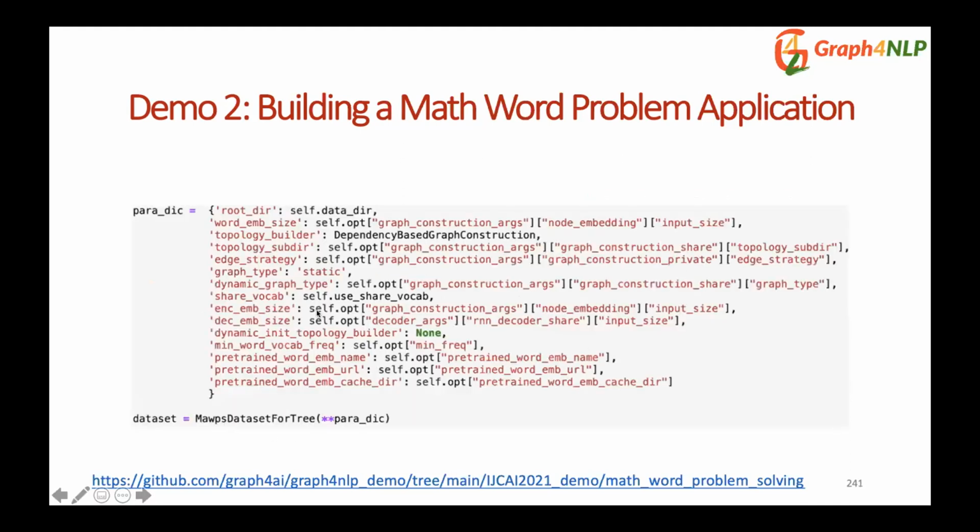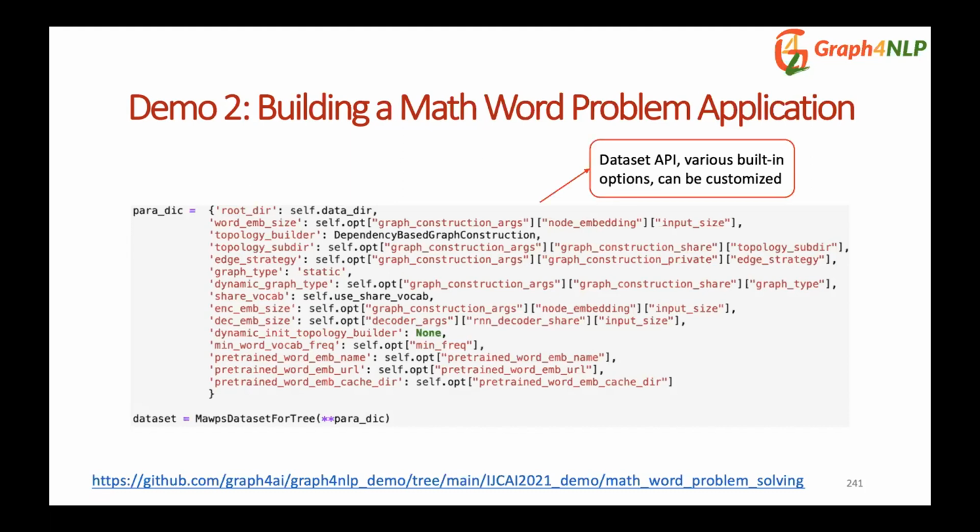And here is our dataset API, which provides a bunch of options. For example, users can define which type of static graph construction approach they want to use, whether it's dependency, constituency, or IE graph, and so on. Users can also choose to apply dynamic graph construction by calling our API. We also provide the option to combine the static and dynamic graph construction approaches. So that's for the demo part.